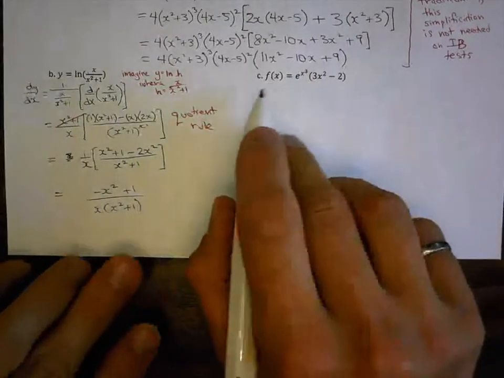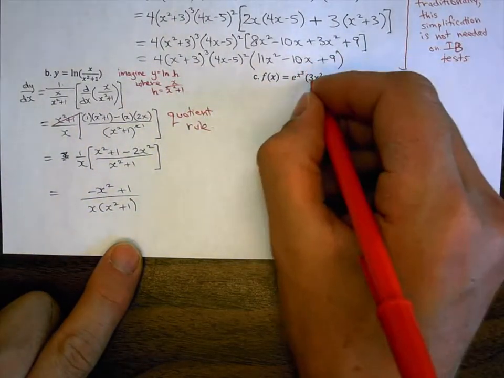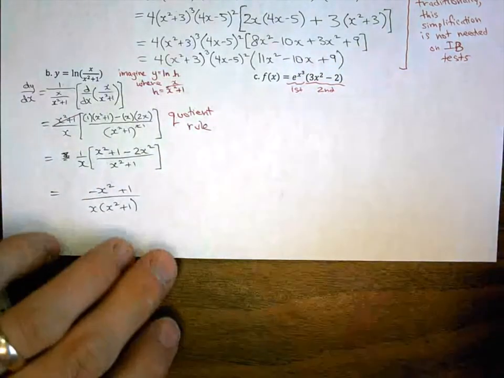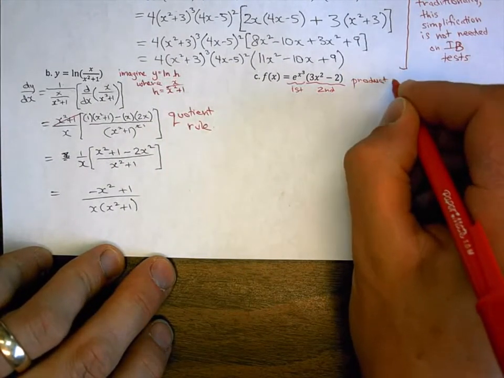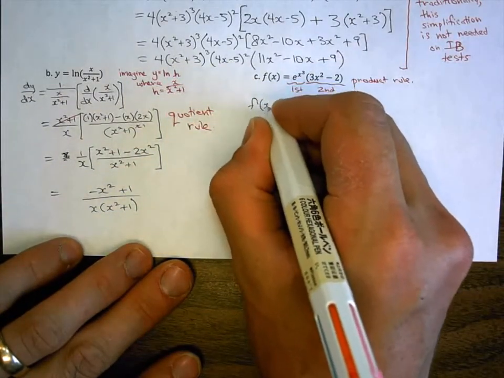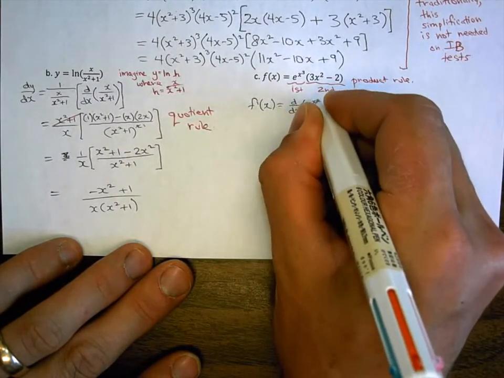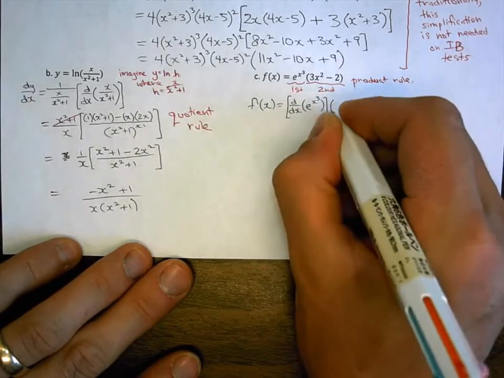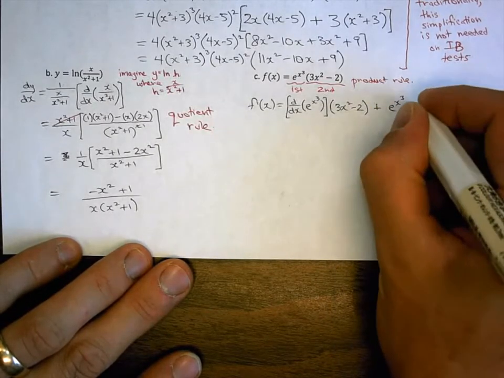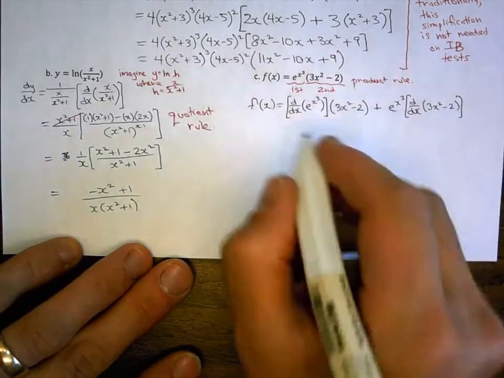One final question. I have f of x is equal to e to the x to the 3 times this function. So hopefully you're looking at this and you're saying, hey, there's a first function and there's a second function. This is product rule. So I'm going to have to do my product rule. So again, I'm going to write this whole thing out. First of all, take the derivative of the first thing times the second thing plus the first thing times the derivative of the second thing. Okay, well, not so bad.